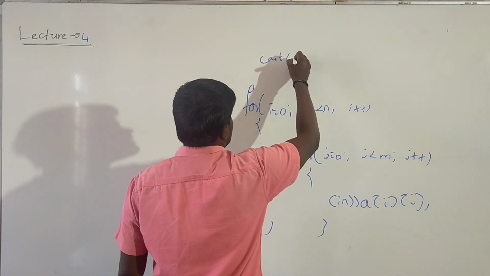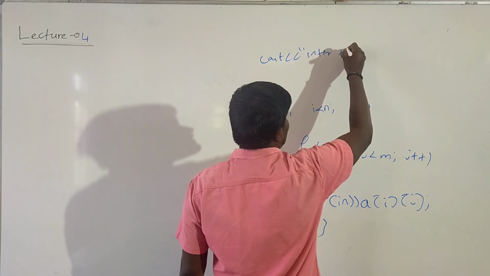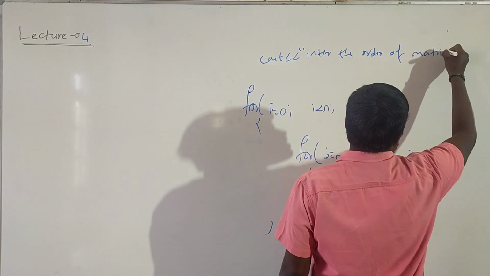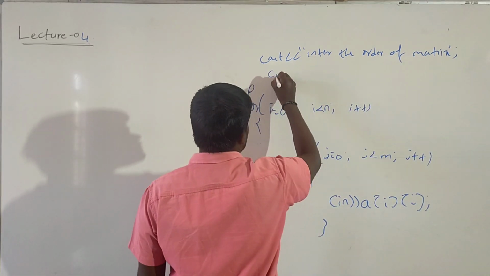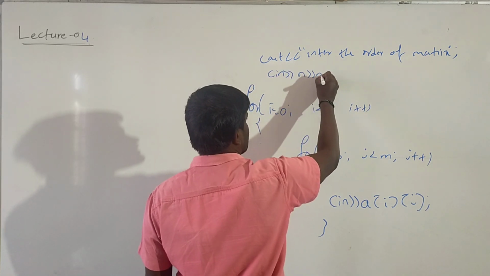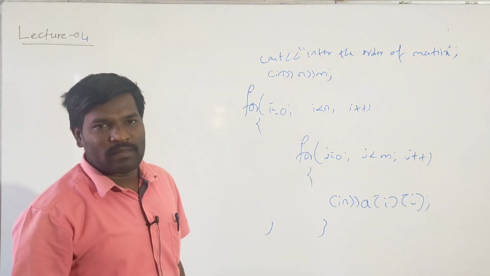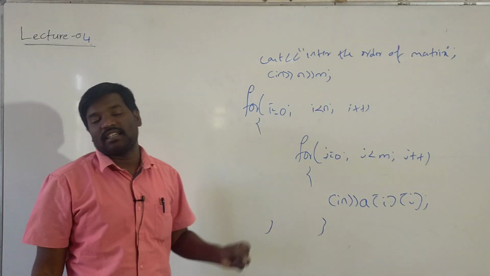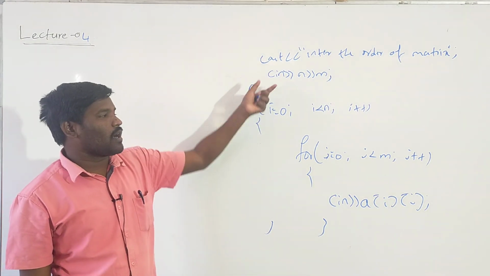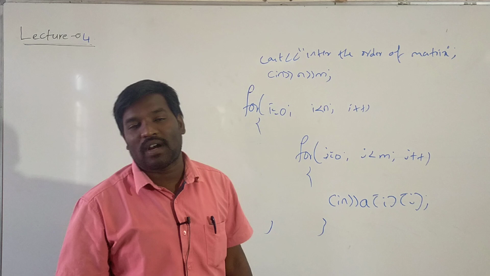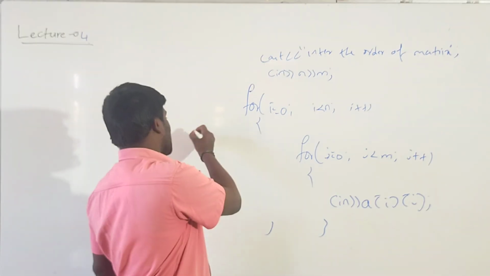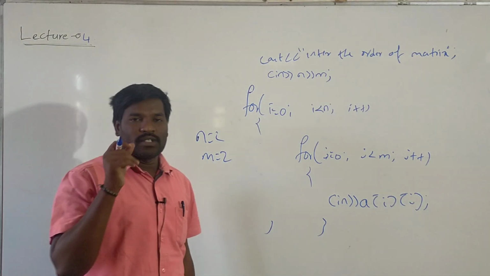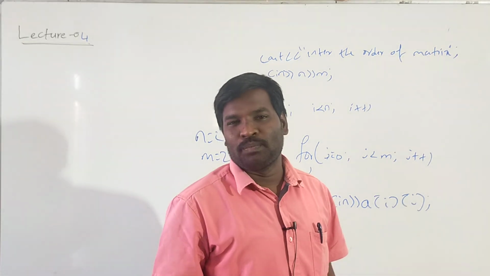Next, cout, enter the order of matrix, cin n. In a one-dimensional array, you just have to enter the number of elements. Here we have to enter the order of matrix. Based on the order of the matrix, we have to enter the elements one by one. See here, I can give the n value as 2, which means we can give a 2 cross 2 matrix as input.